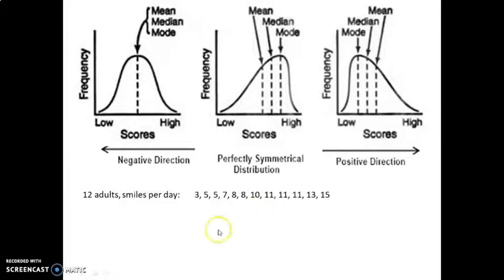So here's an example of that. We're going to see how mean, median, and mode are affected when we have an outlier. The data we have here is 12 adults, and we've measured how many times they smile per day. Some adult here smiles only 3 times, another one smiles 15 times, and all the other adults smile some number of times in between 3 and 15. Interesting spread to that data.